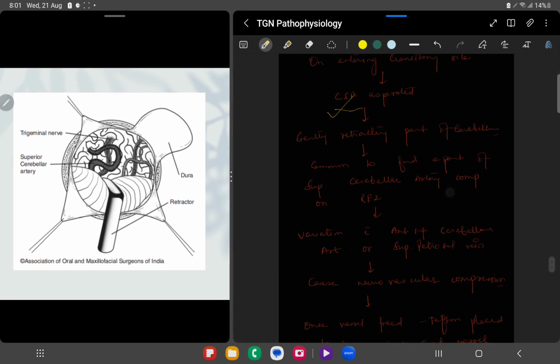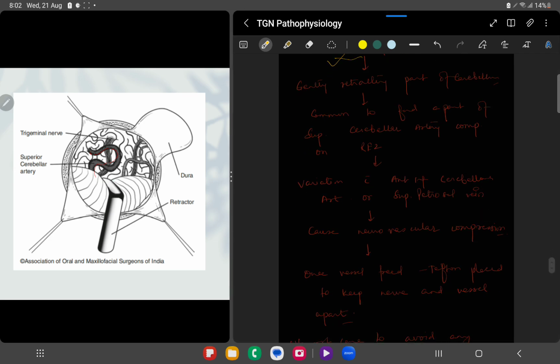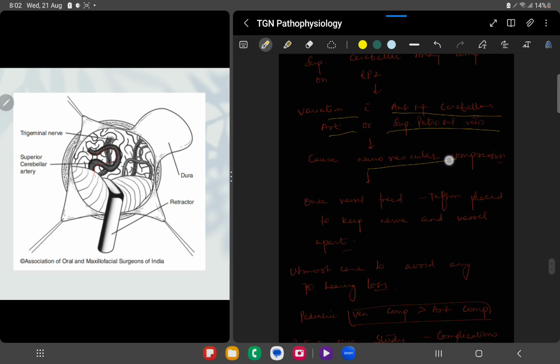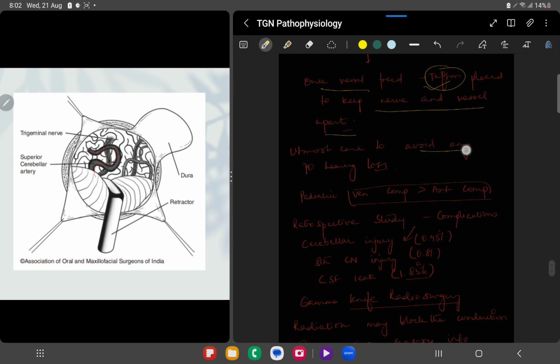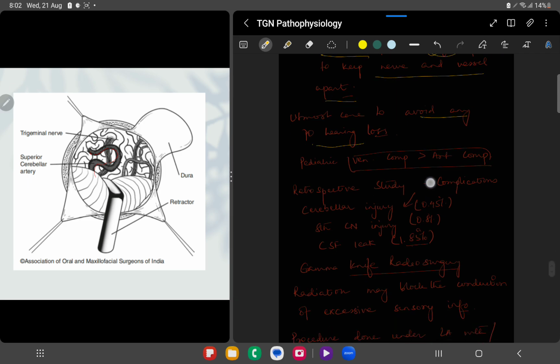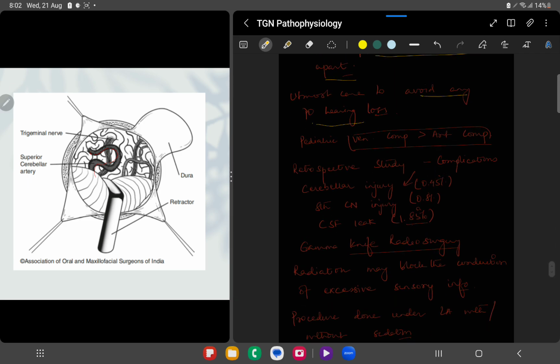On retracting the cerebellum, we can find this vessel, which may be the superior cerebellar artery, compressing the root entry zone. This may be found in most of the cases, but as a variation we may also find the anterior inferior cerebellar artery or the superior petrosal vein causing the compression. Once the vessel is freed, a sheet of Teflon is placed to keep the nerve and vessel apart. Utmost care is taken to avoid any injury, to prevent any hearing loss. Some other complications are also present.